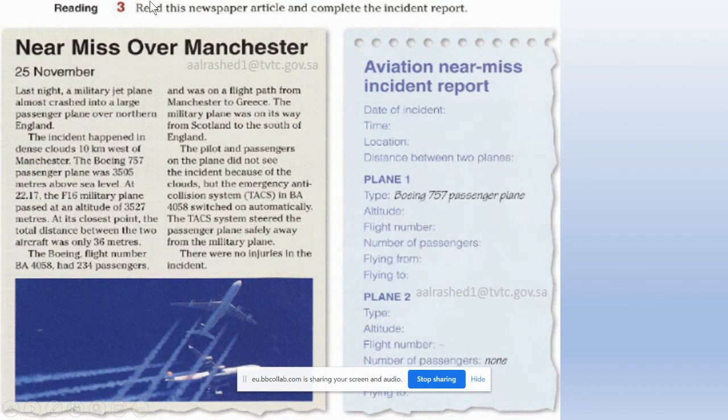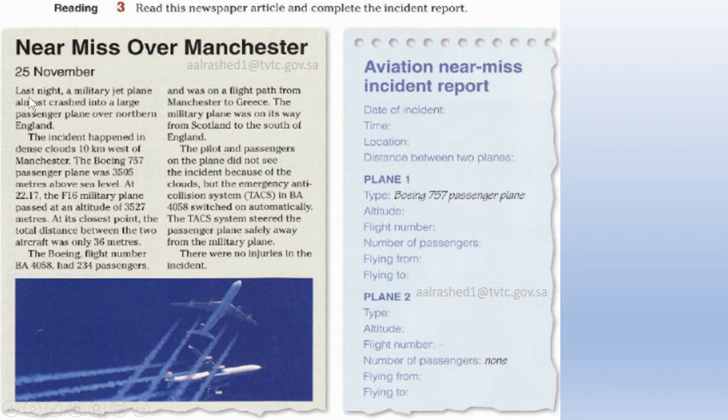Okay, the first task is to read the article, and then, as we said before, we need to complete the incident report. This is a typical example of an incident report. As you can see, we need to write the date of the incident, the time, the location, where did that happen, the distance between two planes. Plane one, its type, altitude, the height. Altitude means the height. Flight number, number of passengers, flying from, to. From where did this take off and to where it would land. Also, we need to write exactly the same information for plane two.